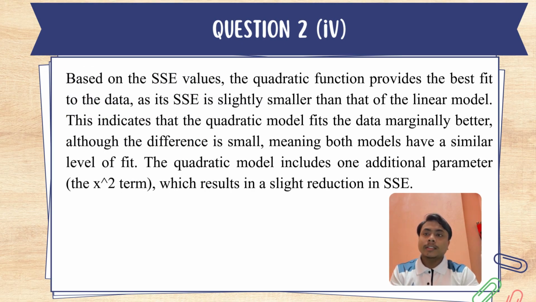Based on the SSE values, the quadratic function provides the best fit to the data as its SSE is slightly smaller than that of the linear model. This indicates that the quadratic model fits the data marginally better, although the difference is small, meaning both models have a similar level of fit. The quadratic model includes one additional parameter, the x-squared term, which results in a slight reduction in SSE.